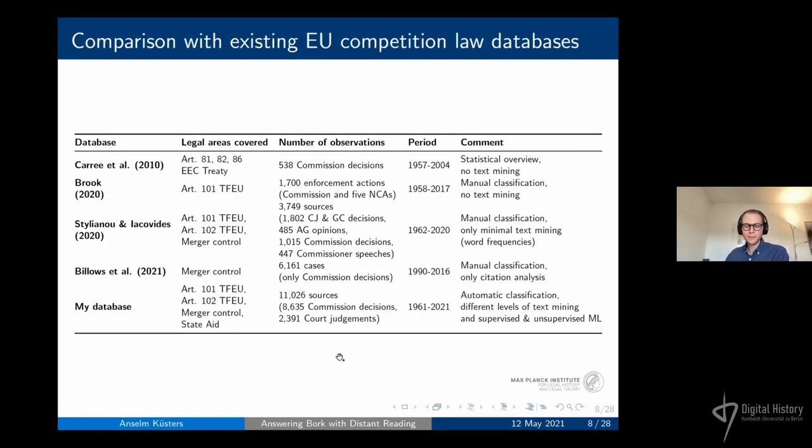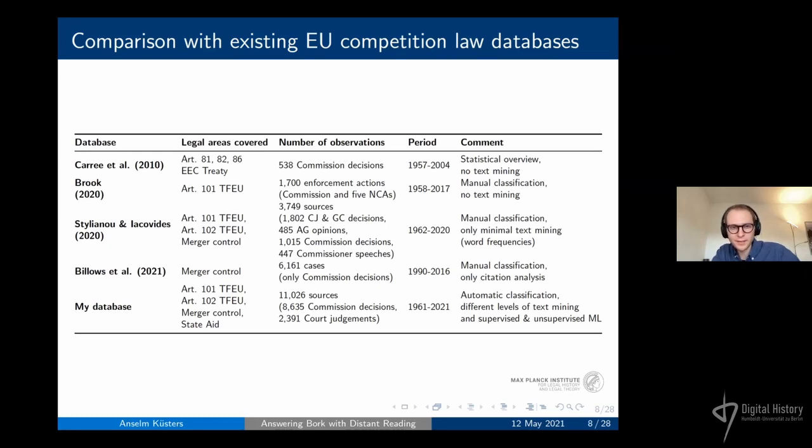You could wonder, has this been done before? And to be honest, there have been some scholars doing that very recently while I was writing these chapters. But the important point is that none of them captures all four pillars of competition law. So as you can see here, I capture Article 101, which is the article dealing with cartels. I capture Article 102 cases. This is all cases dealing with abuses of a dominant position, so monopolies. And I also capture merger control and state aid, so all four pillars of competition law. Whereas all the previous attempts have specified only one pillar or some of them, but not all four.